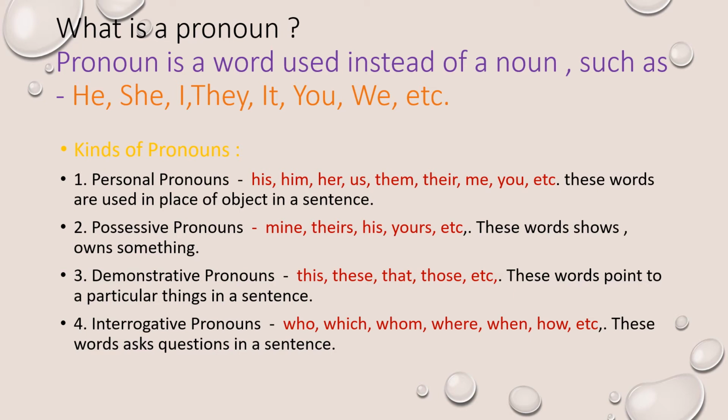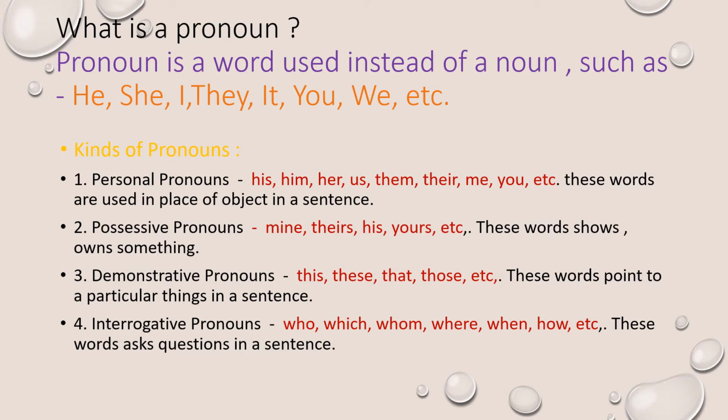So understood everyone? You have four kinds of pronouns. First, personal pronouns. Second, possessive pronouns. Third, demonstrative pronouns. And fourth, interrogative pronouns. Personal pronouns, some words are given. Those words are called personal pronouns. You can use in a sentence in place of object. His bag, her bag, like this way. Possessive pronouns given here: mine, theirs, his, yours. Something owned. That possessiveness shows. That is known as possessive pronouns.